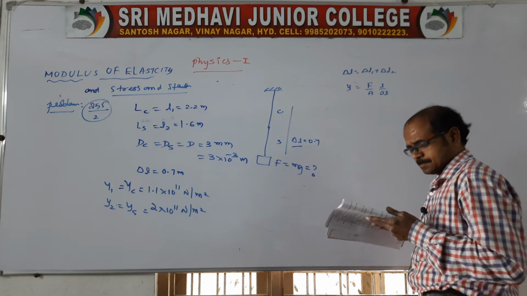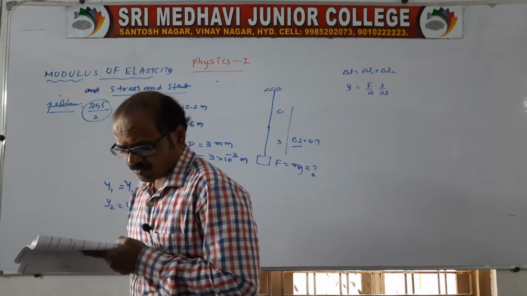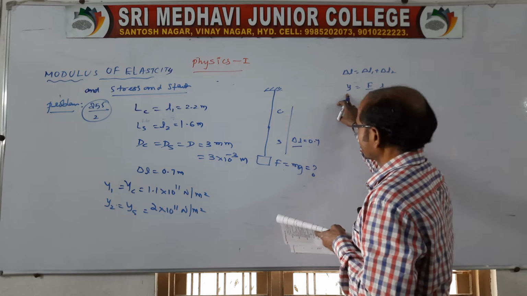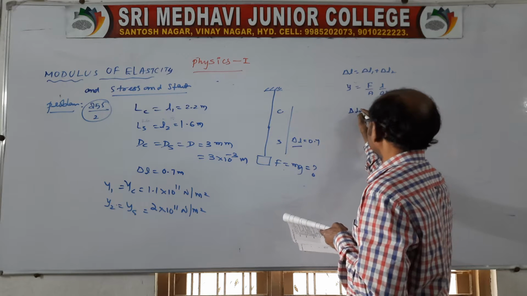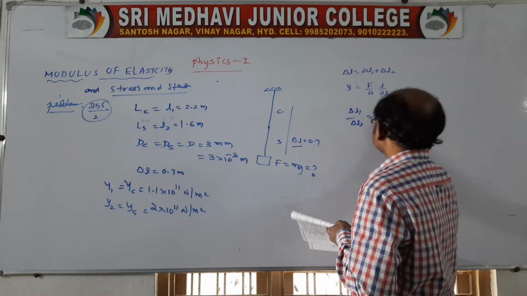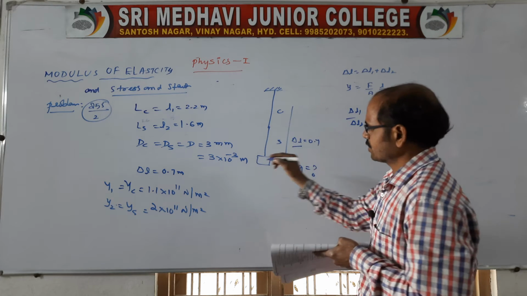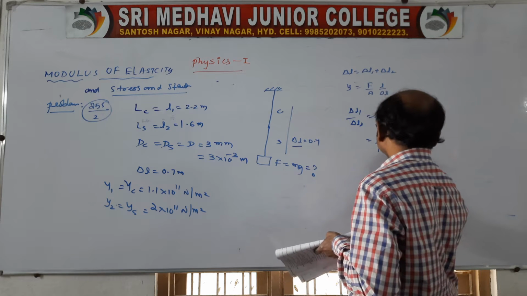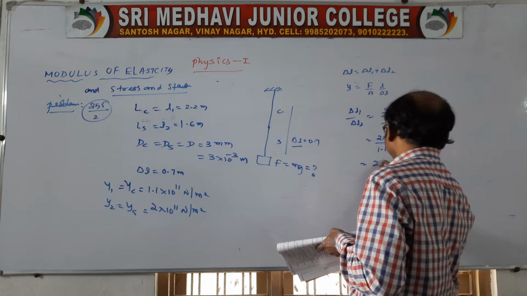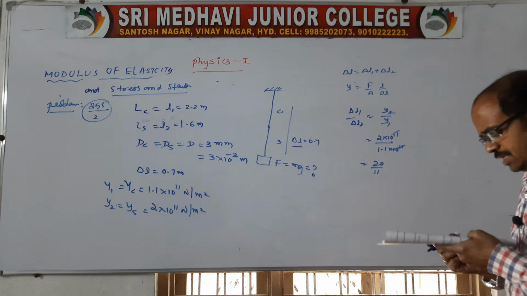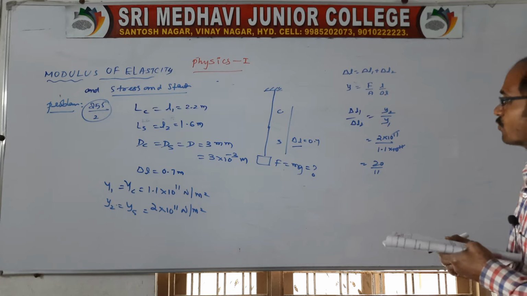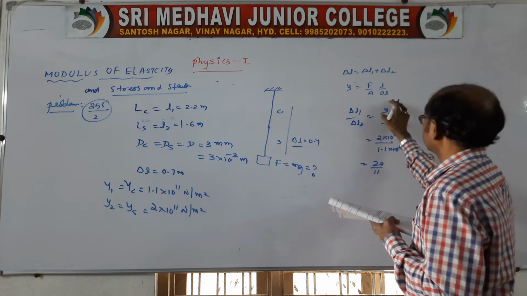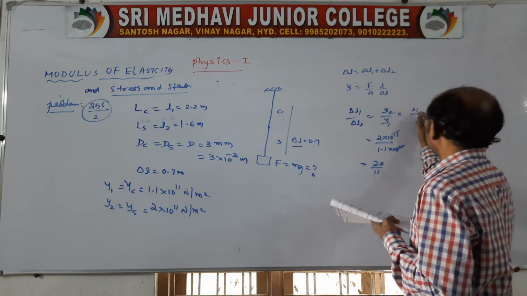Now the wires are connected in series, no? For this series combination, Y are different but the force remains the same. So delta L1 by delta L2 is equal to Y2 by Y1. What is Y2 given? 2 into 10 power 11, and Y1 is 1.1 into 10 power 11. So you cancel this, it is 20 by 11. And of course the length is also given, so you take the length also: L1 by L2.